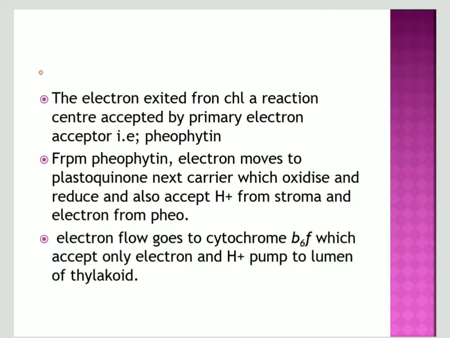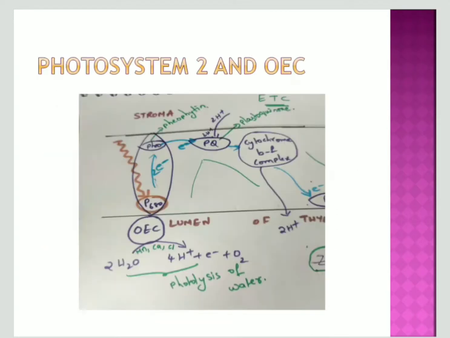The protons will be released inside the lumen. From the P680, the excited electrons will be accepted by the primary electron acceptor, which is an important point, understood? The primary electron acceptor is pheophytin. From the pheophytin, electrons move to the next carrier, that is plastoquinone. You see in the diagram PQ, which stands for plastoquinone.